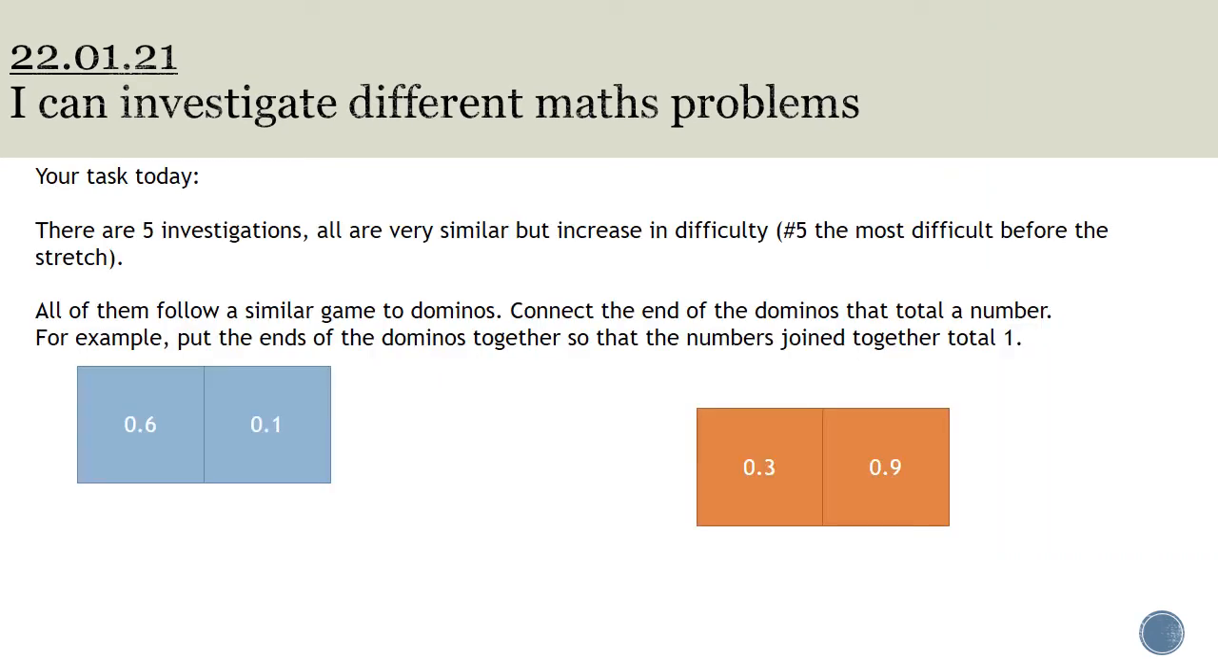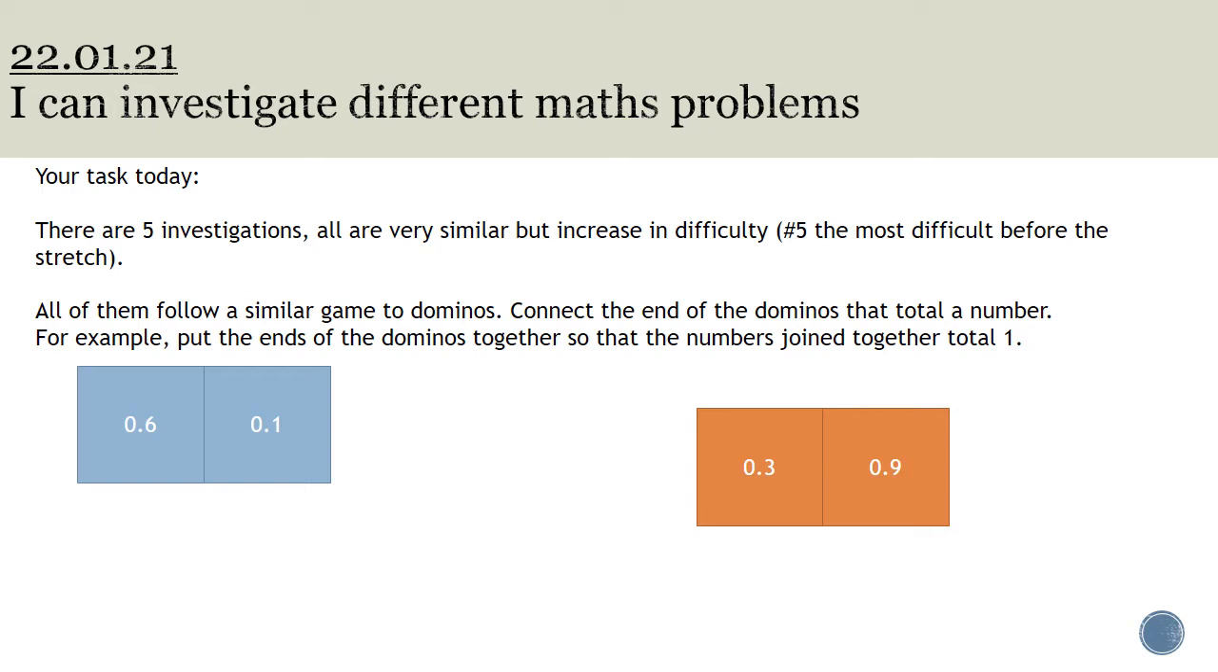So let's look at our task today. There are 5 different investigations. All of them are very similar, but they increase in difficulty. So number 5 is the most difficult before the stretch. So if you start at number 1, it's slightly more straightforward than if you started at number 5. I would advise perhaps starting at number 1 and moving through them. However, if you've done number 1 and you feel confident, it might be worth moving on to, say, number 3.